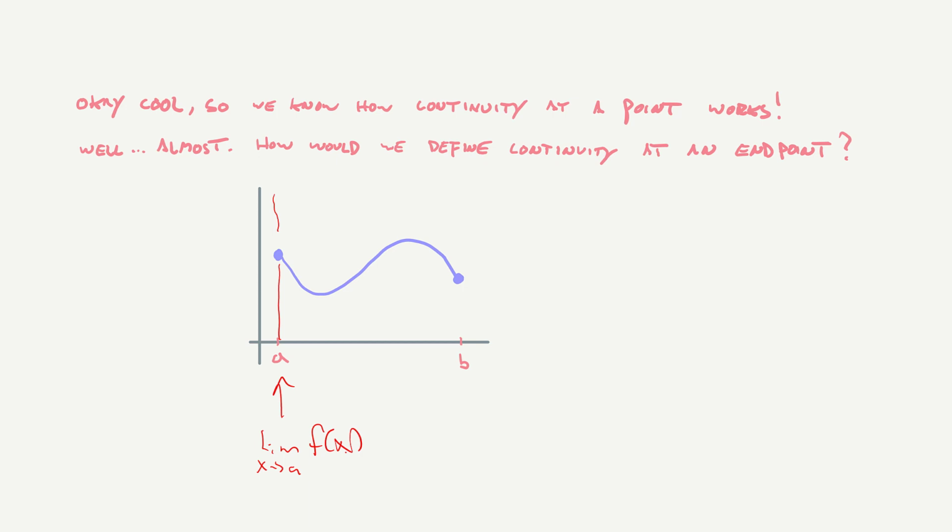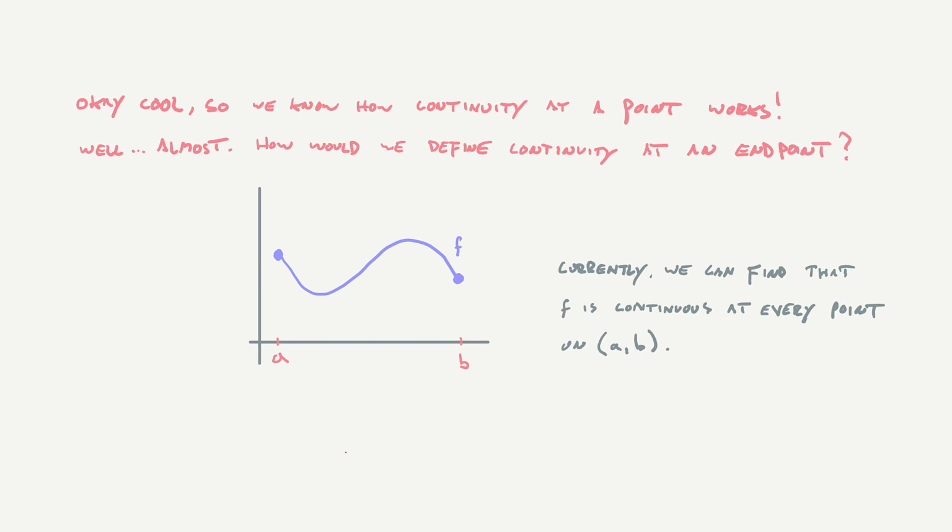There is no left side of this endpoint. So instead, we're going to actually have to define endpoints slightly differently by using one-sided limits. So I put on here, currently we can find that f is continuous at every point on the open interval a to b, but we cannot show continuity right now based on what we have for the closed interval a to b for the exact reason that I just said. There's not a double-sided limit to look at for these two endpoints.